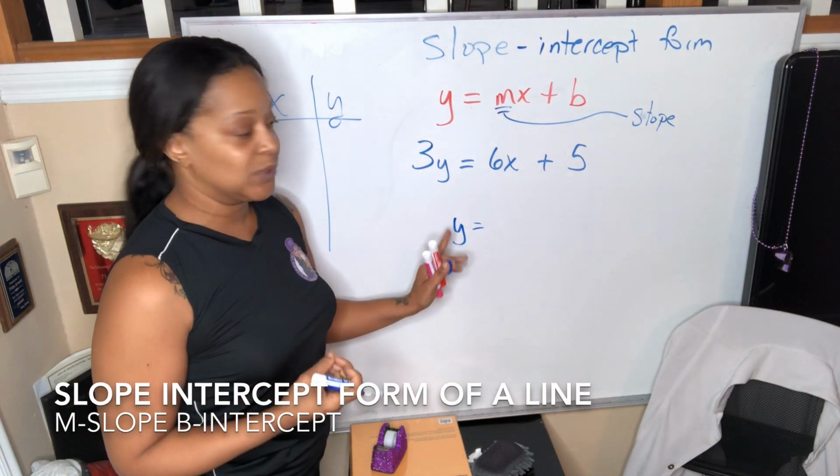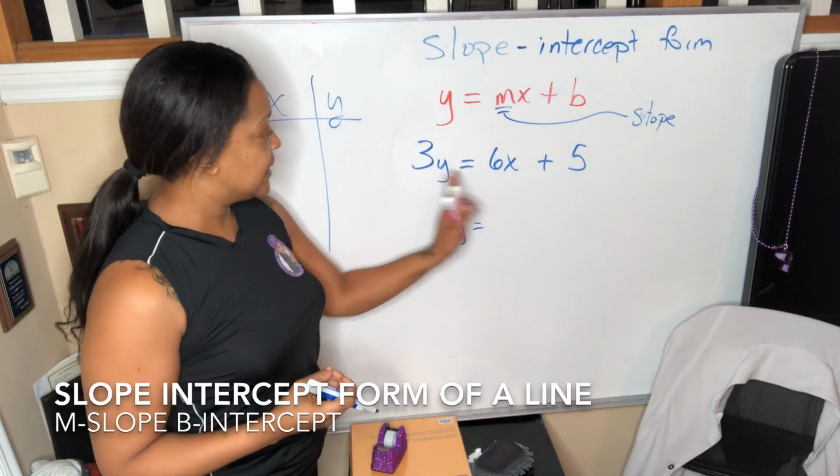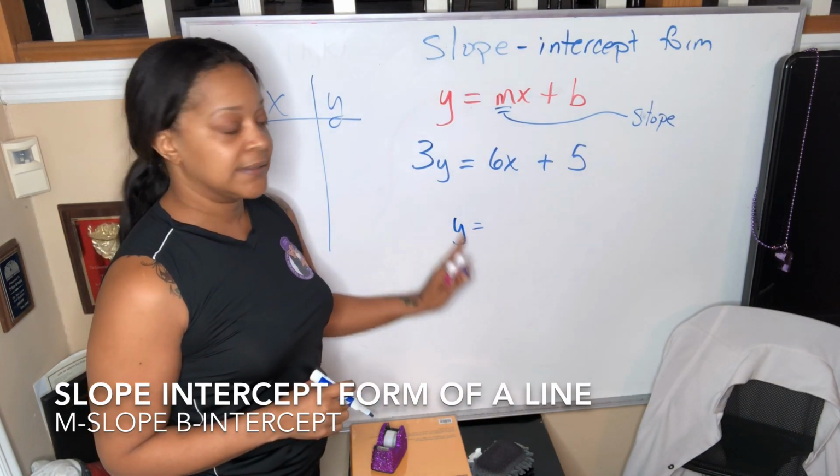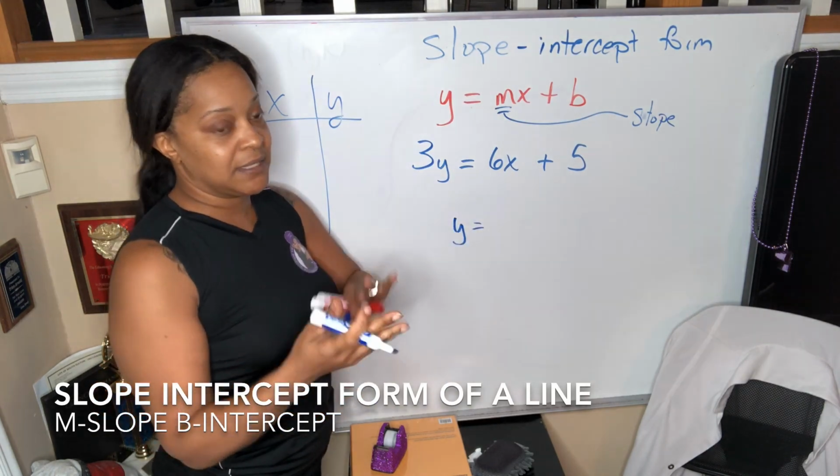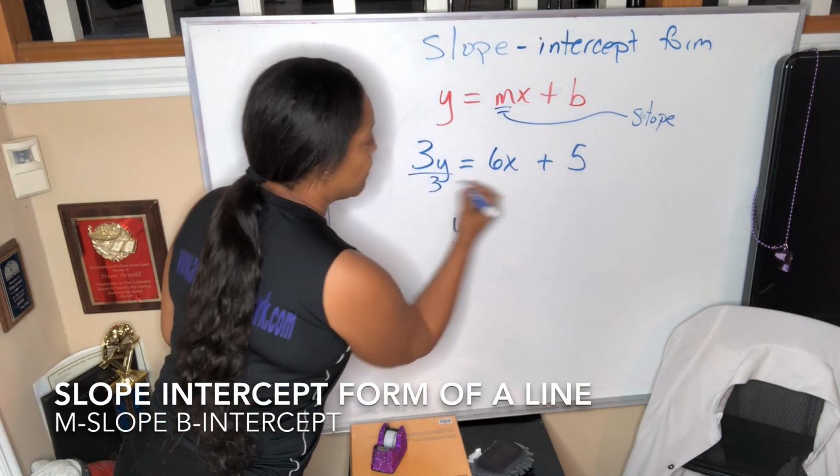What's over here with this thing that I need to get rid of to make it look like this? The 3. How do I get rid of a 3 that's multiplied by something? It's the opposite of multiplying. Divide. So we're going to divide both sides by 3.